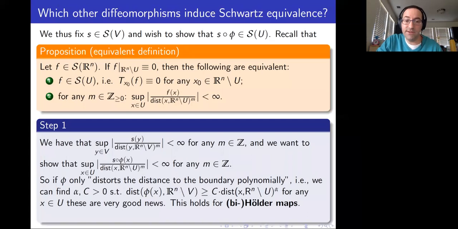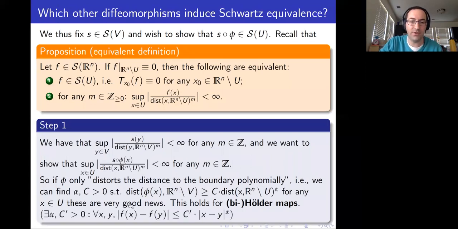And the good news is this thing holds for Hölder maps. And of course, in this case, it will be bi-Hölder, right? Because we want to have the symmetric argument from U to V and from V to U. Okay, and if you haven't thought about analysis for a while, let me just remind you that Hölder maps are maps such that we can find two constants, alpha and C prime, such that for any two points in the domain, if we look at the difference between the images, it is bounded by this constant times the distance in the domain to the power alpha.